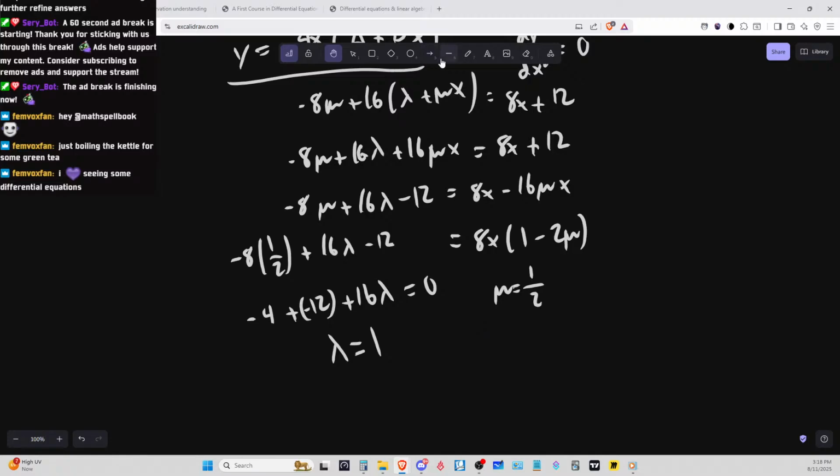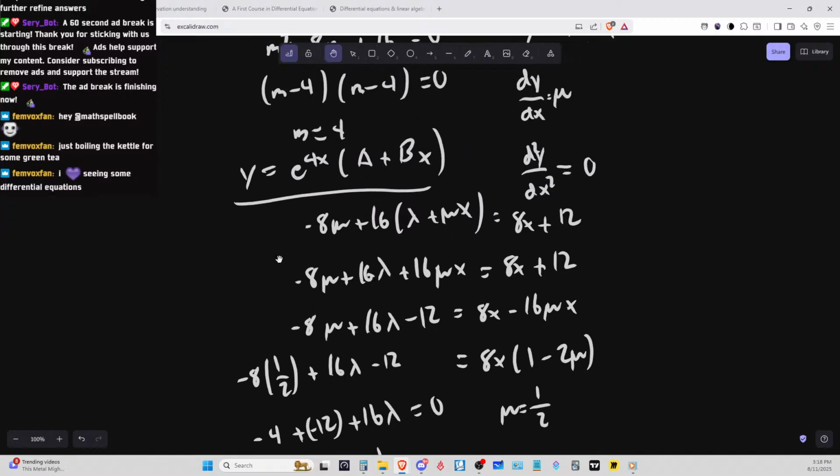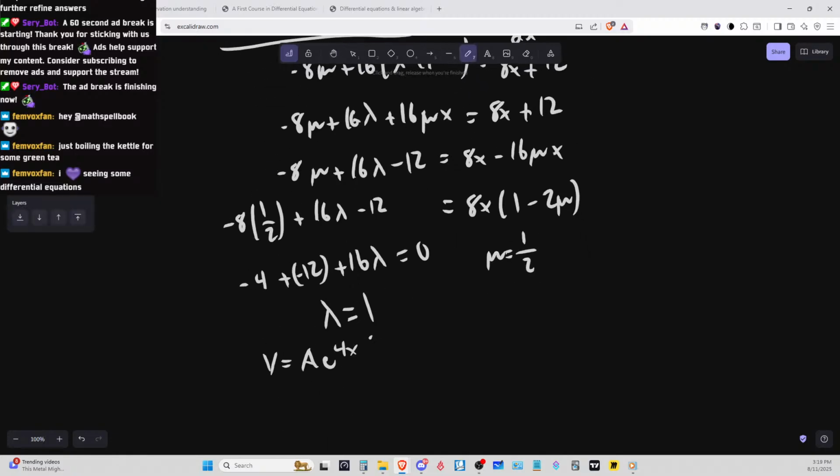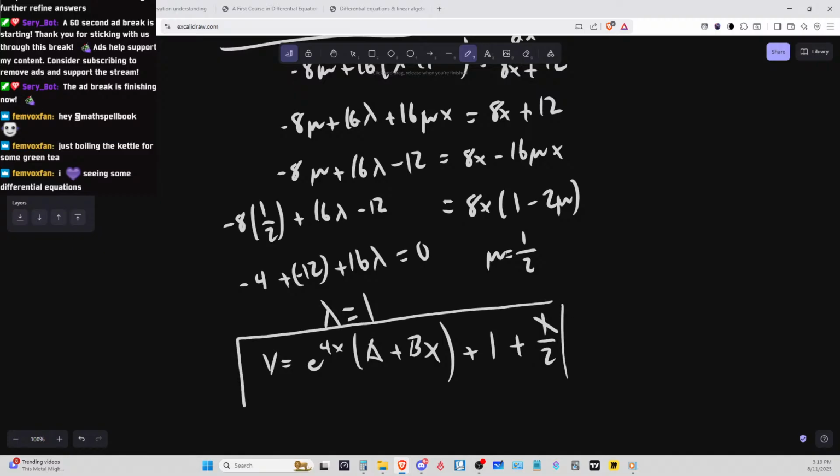So we have this, so what are the numbers again? Oh, 4x, okay. So 4x, oh, whoops, that a doesn't belong there. So a plus 4, plus bx, and then plus 1 plus half x. And I think that is our solution there.